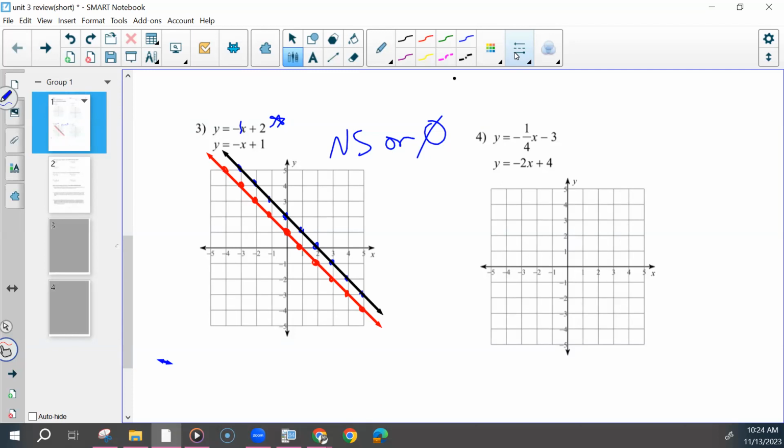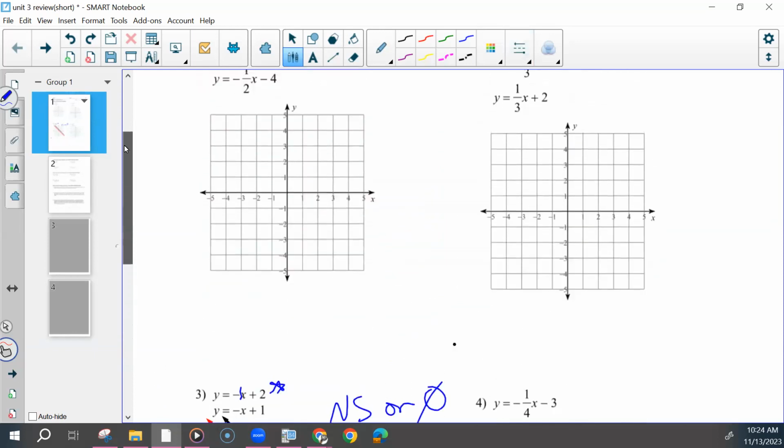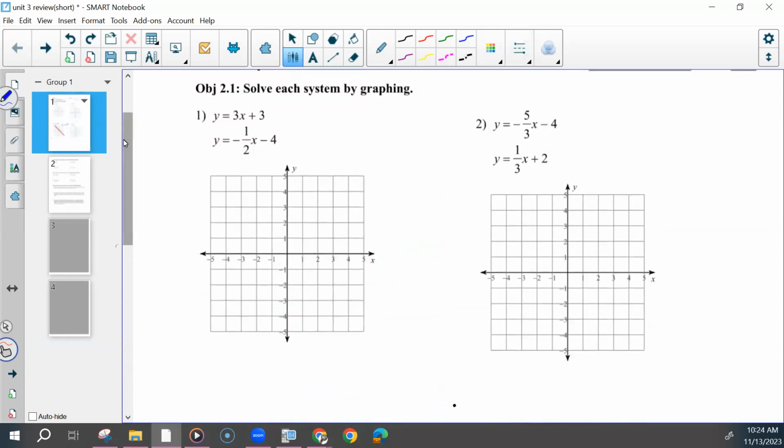Number 1. Right, so if we graph this first one, what's our y-intercept? 3. Start at +3. Our slope is also 3 over 1. So in this case, I can go up 3 to the right 1. It's not a 6. But I can go down 3 to the left 1 as many times as possible. Draw that line.